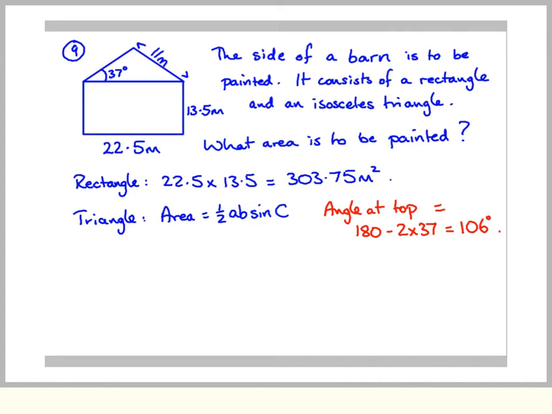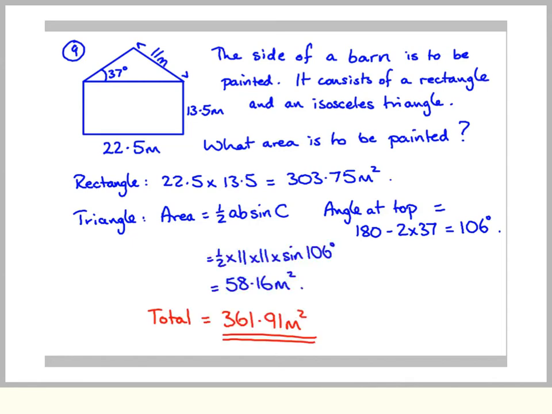So the formula is, work that out. Then for the total, just those two answers added together.